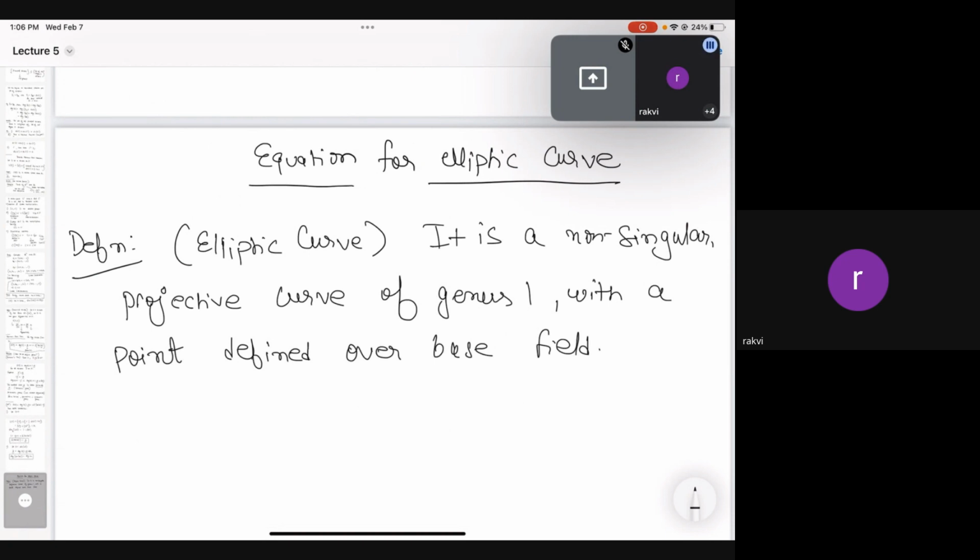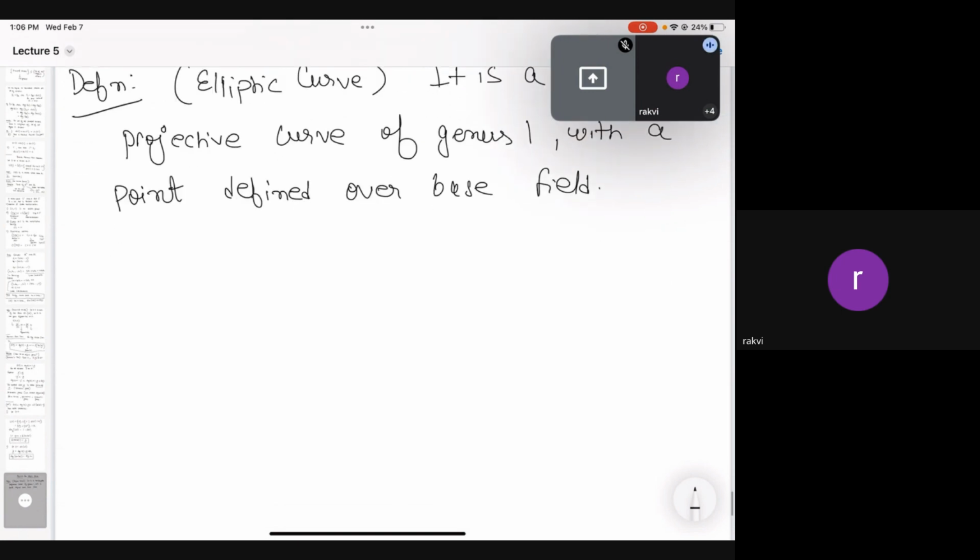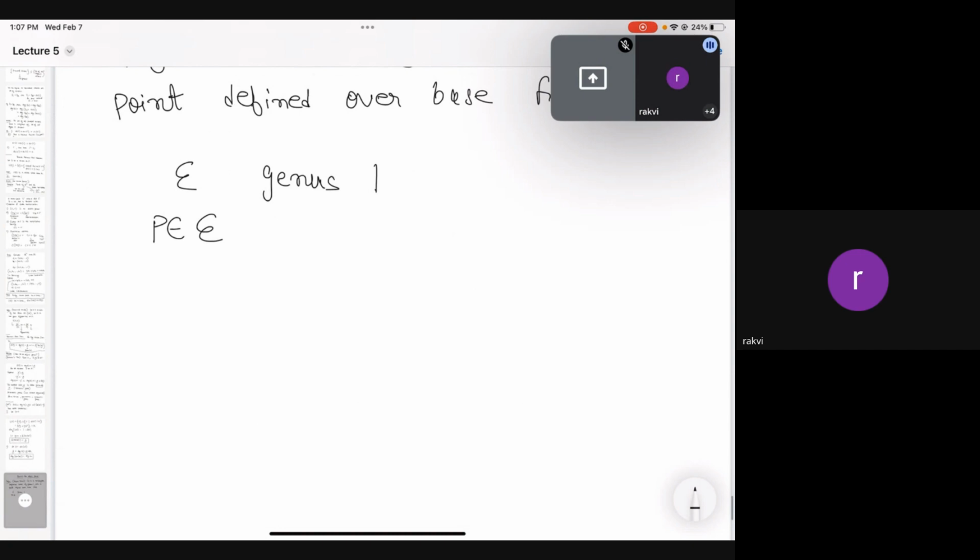Now let me try to apply my Riemann-Roch. Let's give it a name: E is genus 1 and it has a point, let's say P on E. So now I can look at these divisors, right? P and then 2P. And when I say 2P, I don't mean in the sense of group law because it's just a curve at this point. So think of it like a divisor.